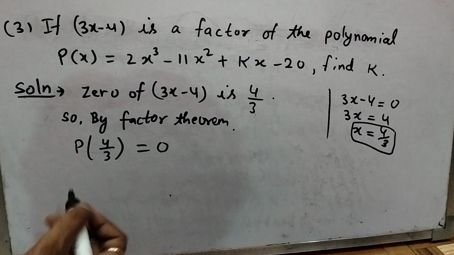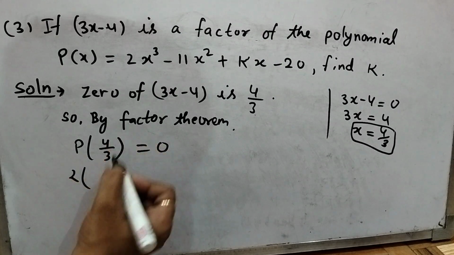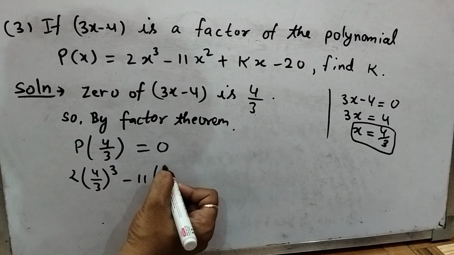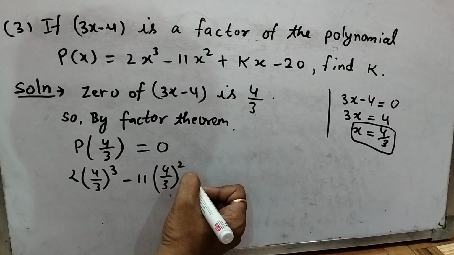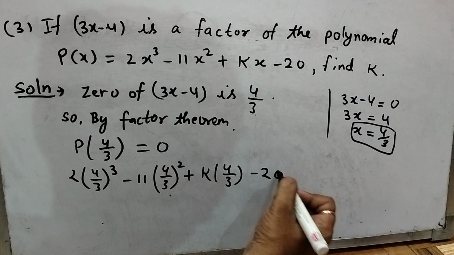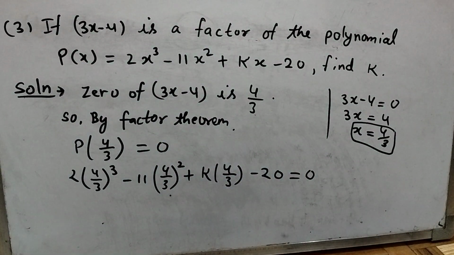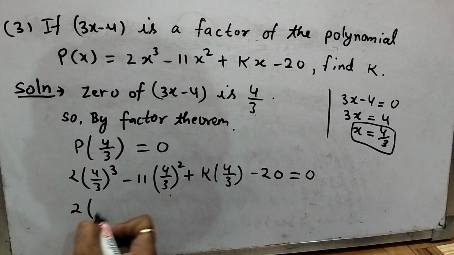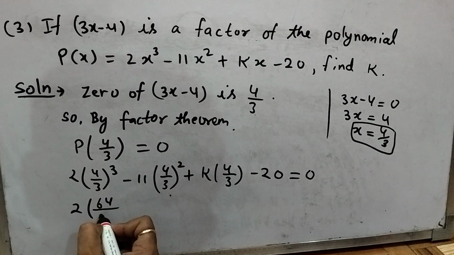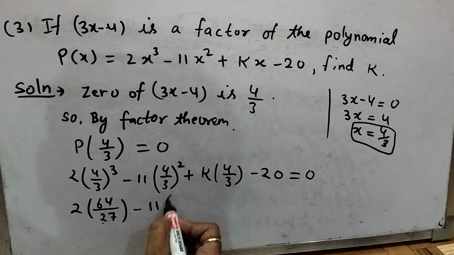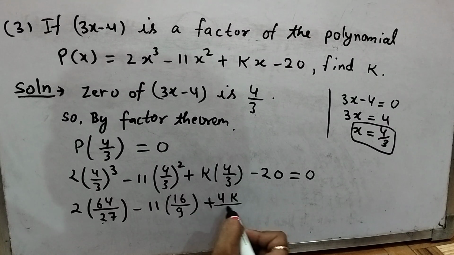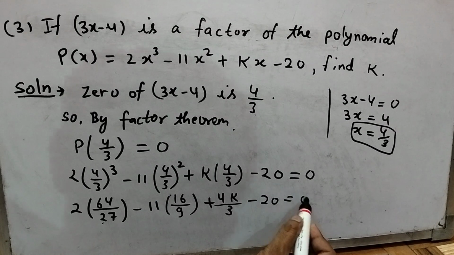So put the value of x as 4 by 3 in the given cubic polynomial: 2 times (4 by 3) whole cube minus 11 times (4 by 3) whole square plus k into 4 by 3 minus 20 equal to 0. Here we have 2 times 64 upon 27 minus 11 times 16 upon 9 plus 4k by 3 minus 20 equal to 0.